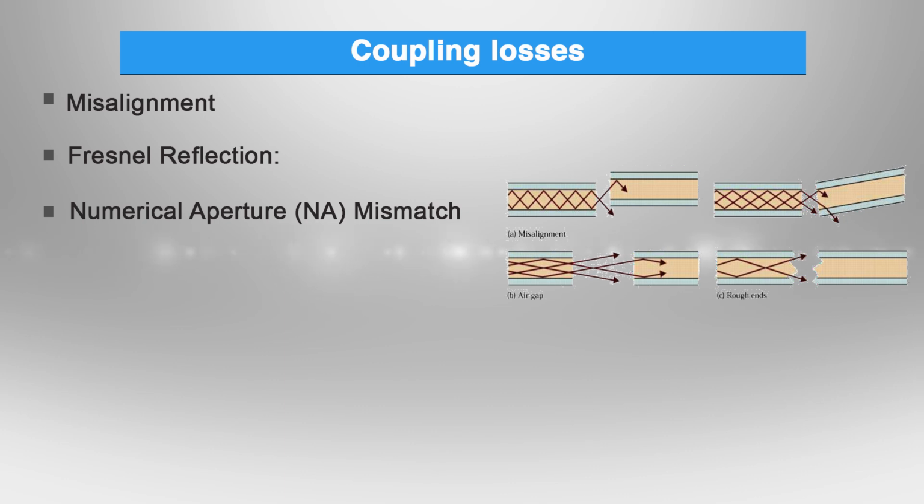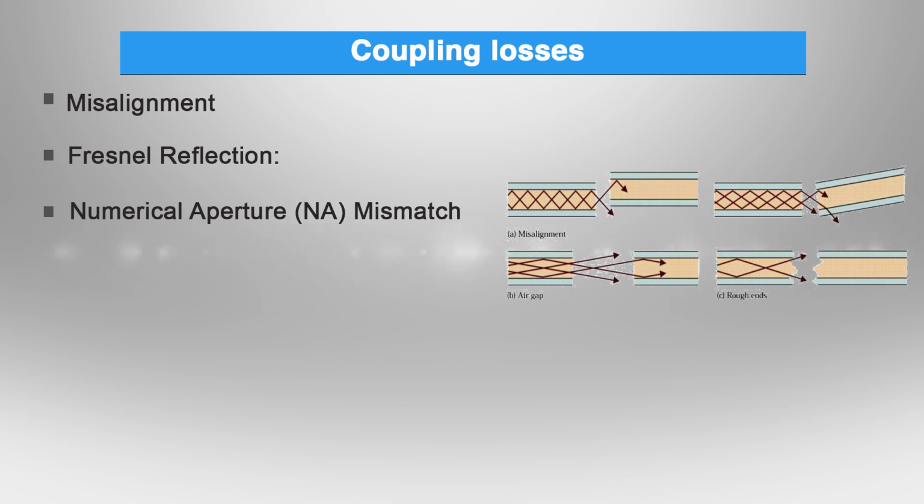Next is numerical aperture mismatch. If the numerical apertures of the two optical fibers or components are not matched, then not all the light entering the receiving fiber will be guided through it. The numerical aperture determines the range of angles over which the system can accept or emit light.